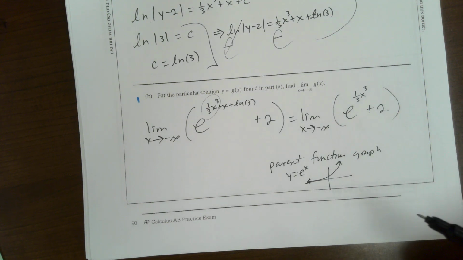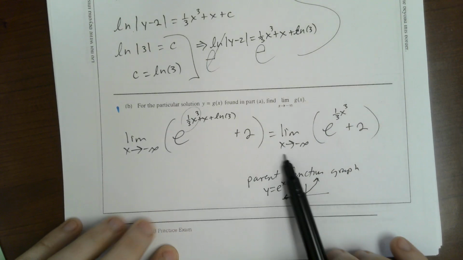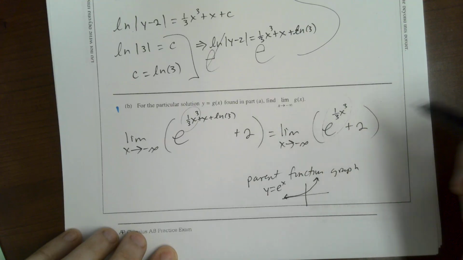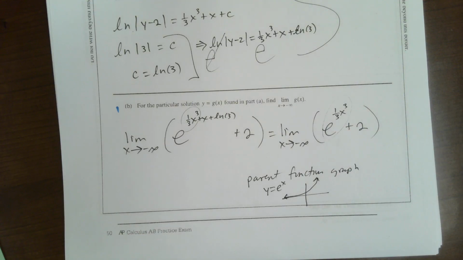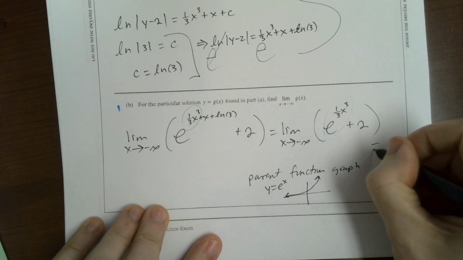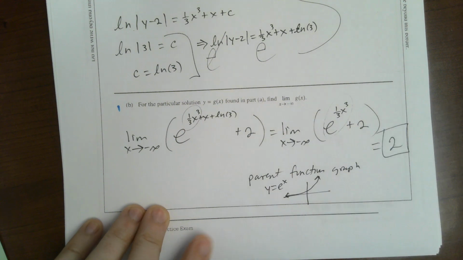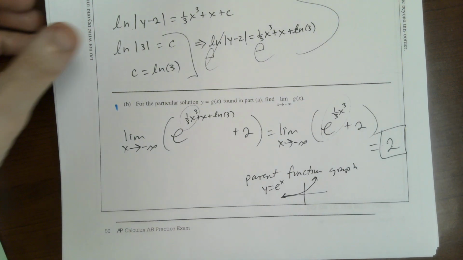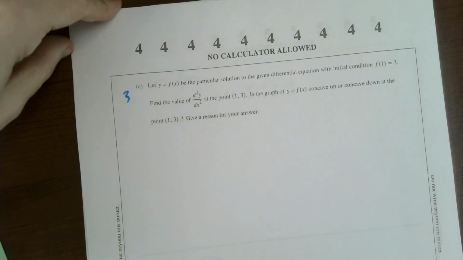Okay, so there's other ways of looking at this, guys, but basically as x approaches negative infinity, this term is shrinking, shrinking, shrinking down to nothing. So the answer is 2. Okay, that's the answer for that. Okay, just one more part.